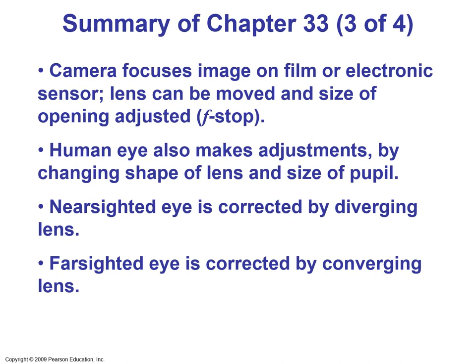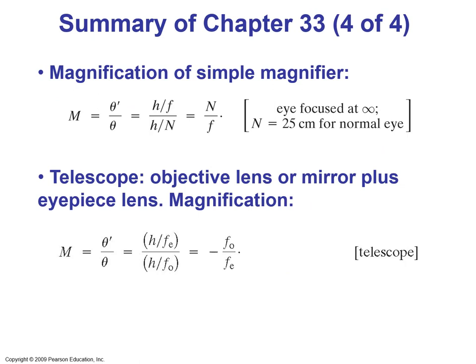A camera focuses an image on film or an electronic sensor. The lens can be moved and the size of the opening adjusted, defined as f-stop. The human eye also makes adjustments by changing the shape of the lens and size of the pupil. A nearsighted eye is corrected by a diverging lens. A farsighted eye is corrected by a converging lens. Magnification of a simple magnifier is defined as m equals theta prime over theta. It's given by h over f divided by h over n, and it simplifies to the ratio of N over f for the case of the eye focused at infinity, and N is equal to 25 centimeters for a normal eye.